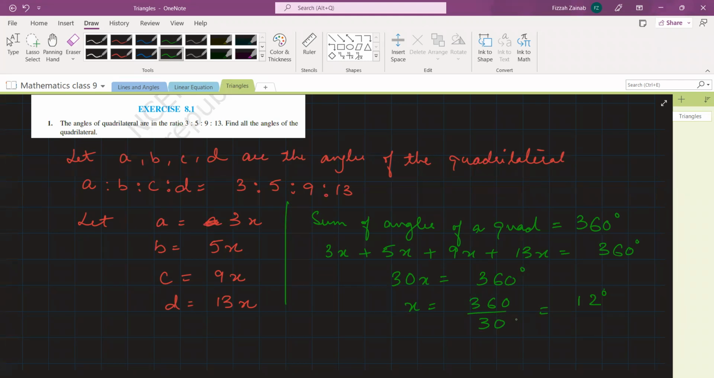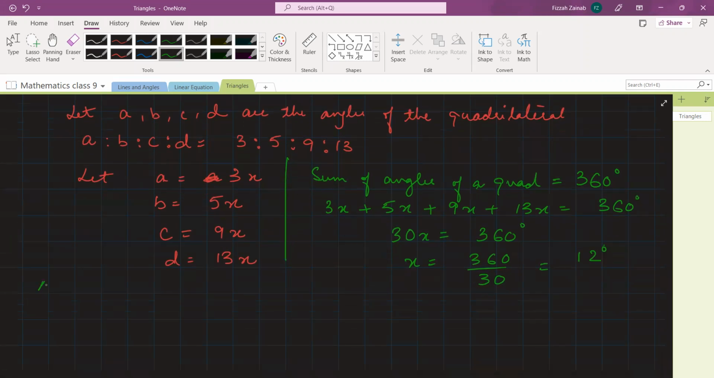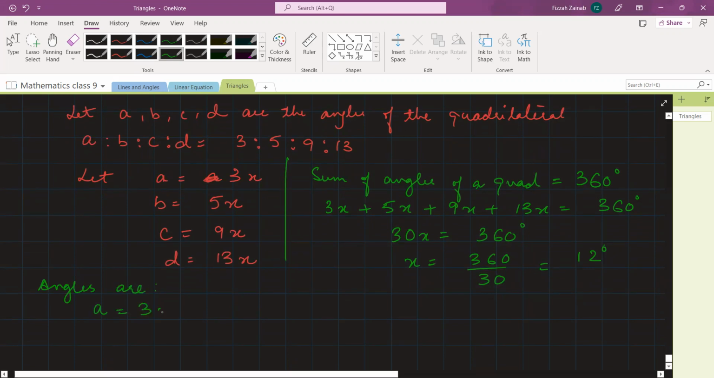12 degrees you can say, because it's degrees, right? Okay, so only x we have got, not the angles. So therefore the angles, one by one we will find out. A is equal to 3x, that means 3 into 12 degrees, so 36 degrees, right? Now B is 5x. That means 5 into 12 degrees, so 60 degrees. Then C is 9x.